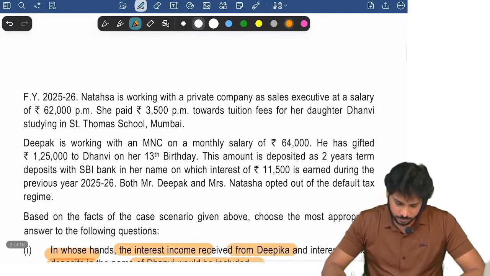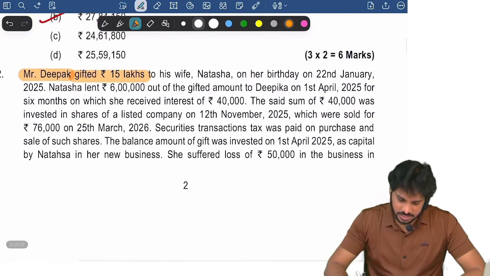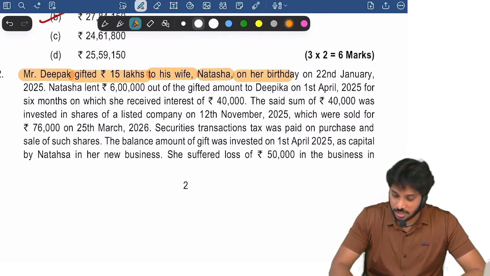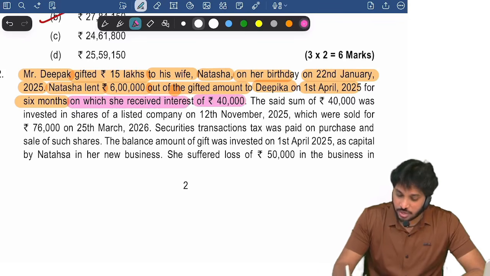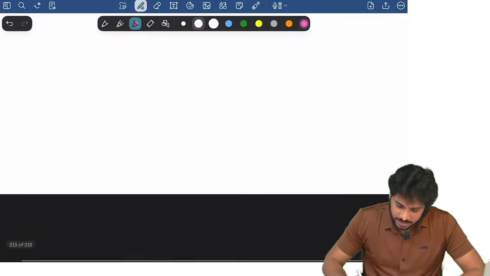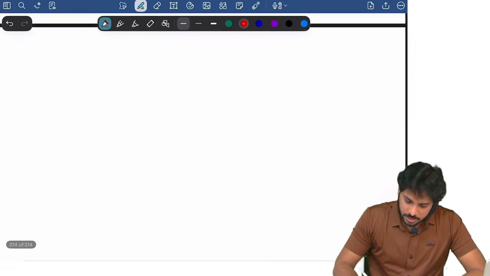Next, look at this: Mr. Deepak gifted 50 lakh to his wife Natasha on her birthday on 22nd January 2025. Natasha lent 6 lakhs out of the gifted amount to Deepika on 1st April 2025 for 6 months, on which she received interest of 40,000 rupees. Fine. First I will directly compute. Okay. Deepak, Natasha. Yes or no?